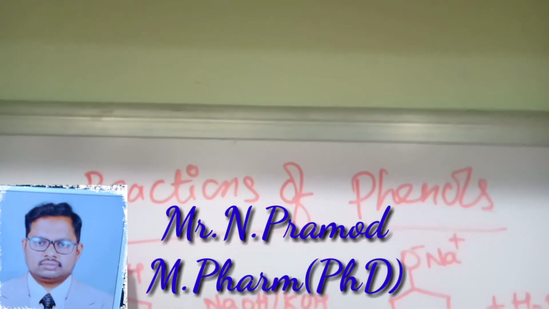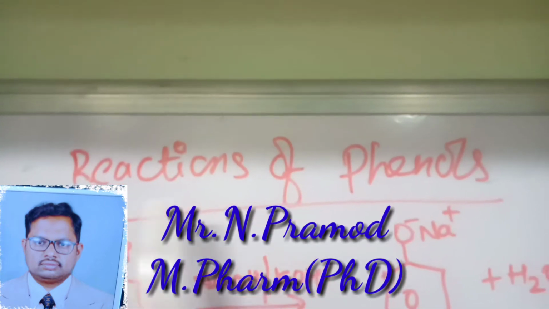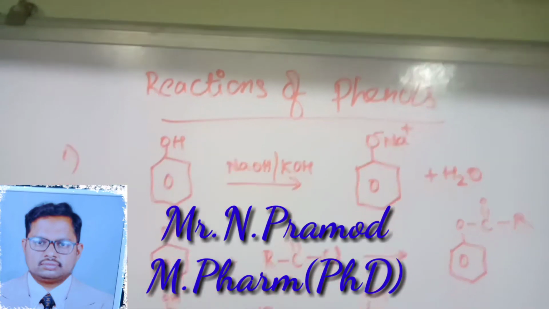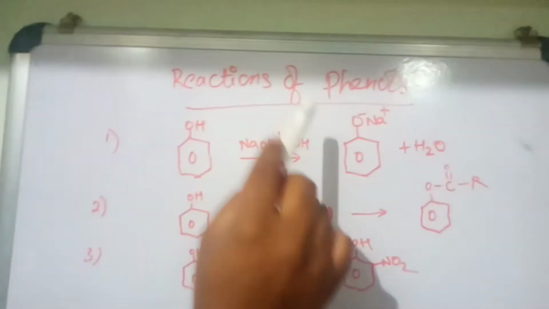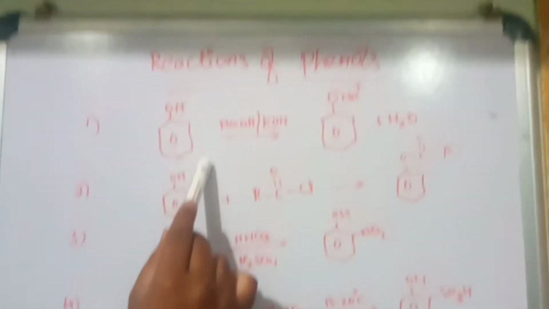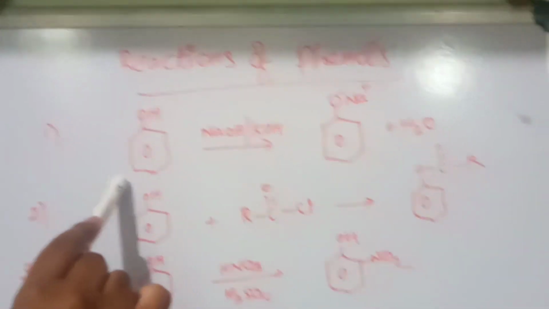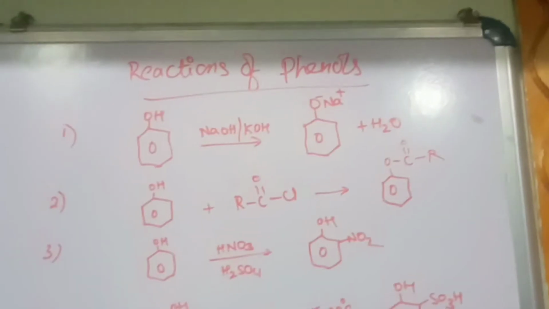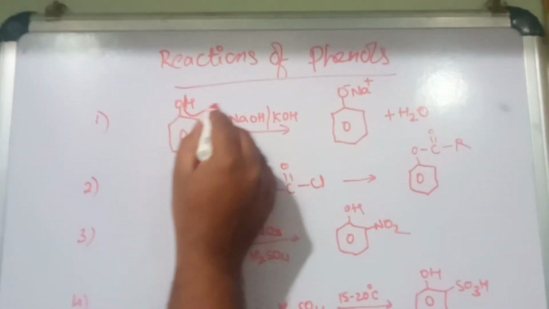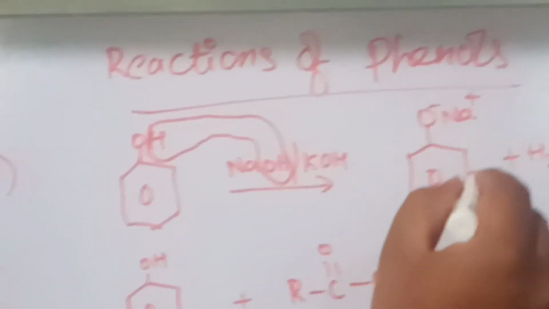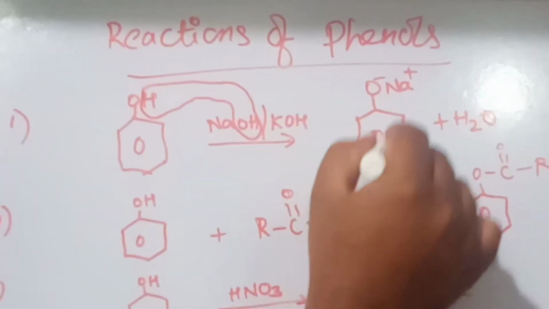Today we discuss a very important topic, that is reactions of phenols. There are seven different types of reactions that phenols undergo. The first reaction is the acidity reaction, because we have already discussed that phenol is an acid. It reacts with base. As a result, H2O is eliminated and there is a formation of the sodium salt of phenoxide ion.